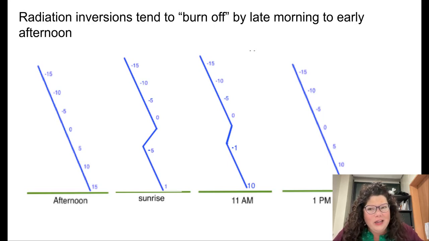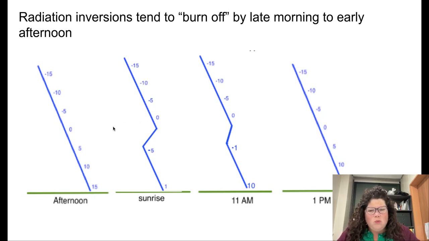Now, luckily, radiation inversions tend to burn off by the late morning to early afternoon. So again, this is an afternoon. Here's our sunrise, where we are decreasing temperature as we increase altitude, which is not what we are expected.